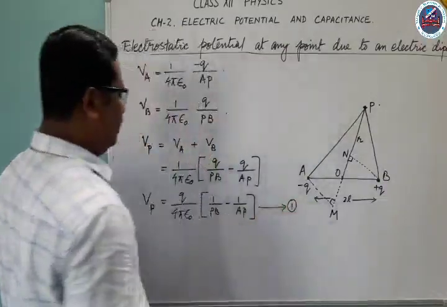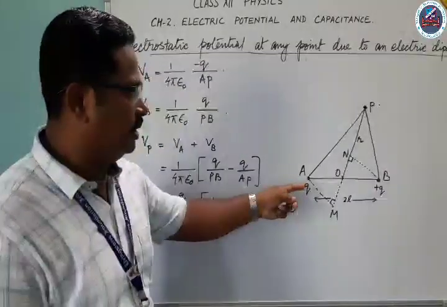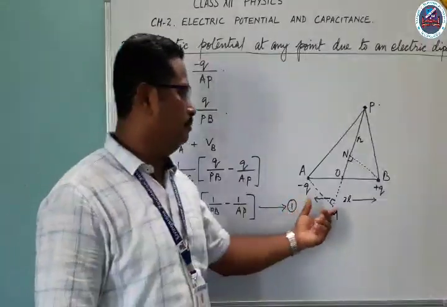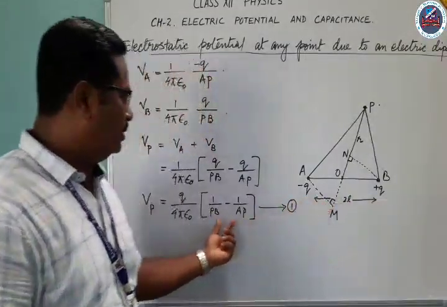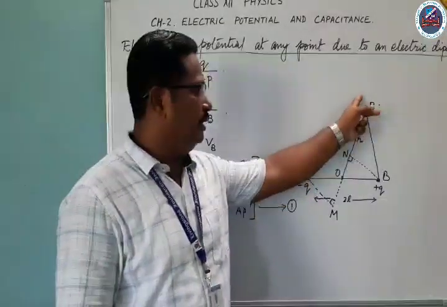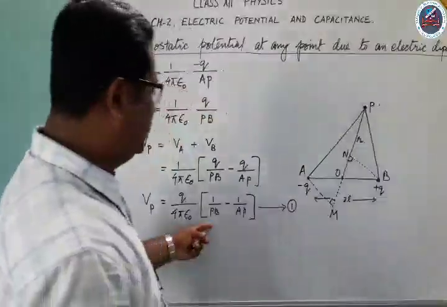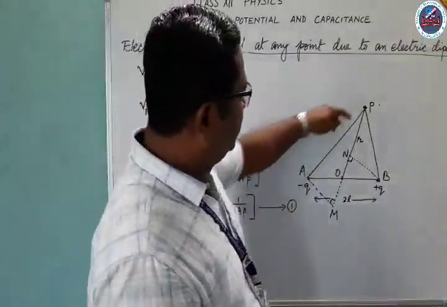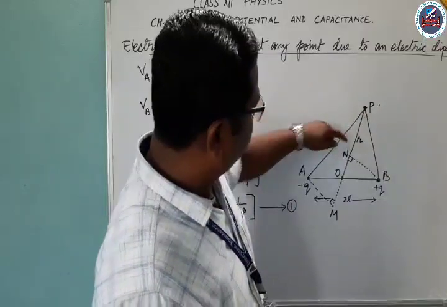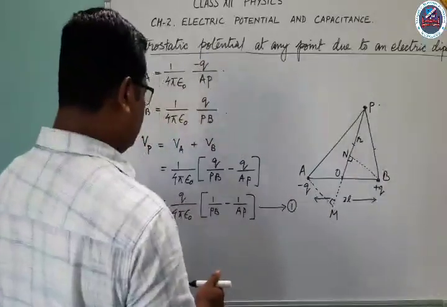Now let us find the value of PB and the value of AP geometrically from this diagram. After finding the values of PB and AP, we will put them in equation number 1 and get the electrostatic potential at point P due to an electric dipole. So let us see how to find PB. PB here is equivalent to Pn. If I drop one perpendicular here, these two sides will become equal.